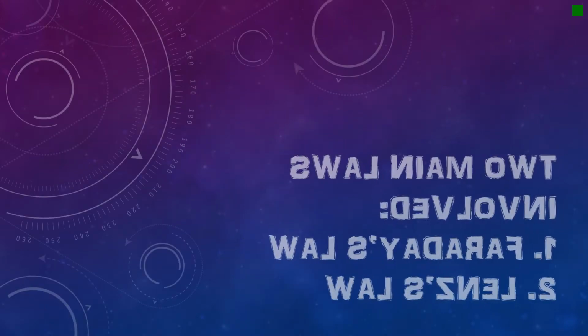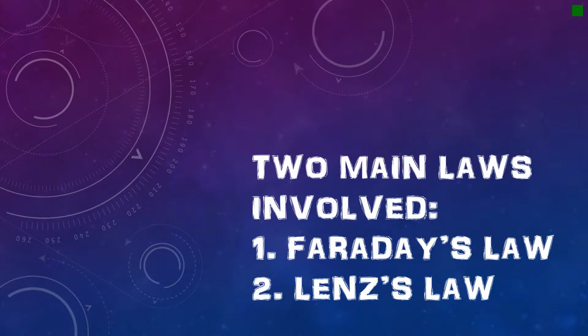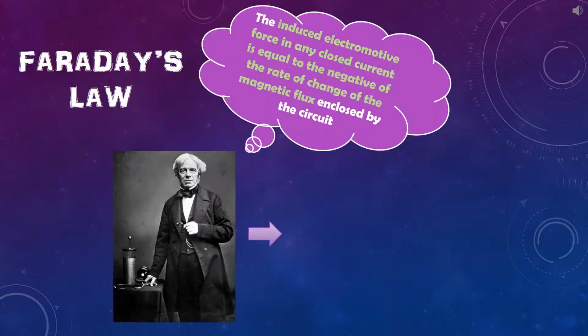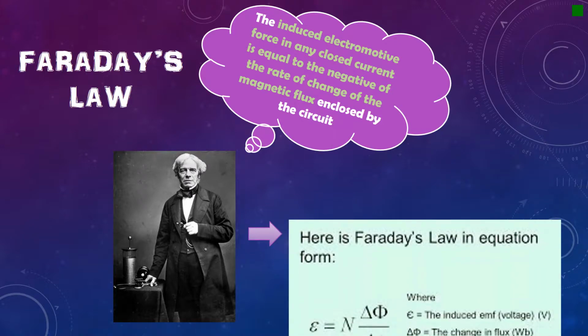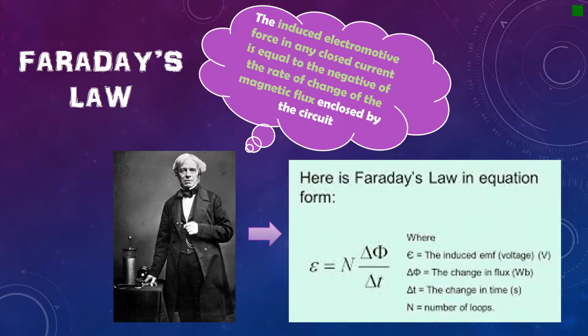The two main laws involved in this topic are Faraday's law and Lenz's law. Faraday's law states that the induced electromotive force in any closed circuit is equal to the negative of the rate of change of the magnetic flux enclosed by the circuit. Here is Faraday's law in equation form. We can see that the induced EMF equals the number of loops times the change in flux over the change in time.